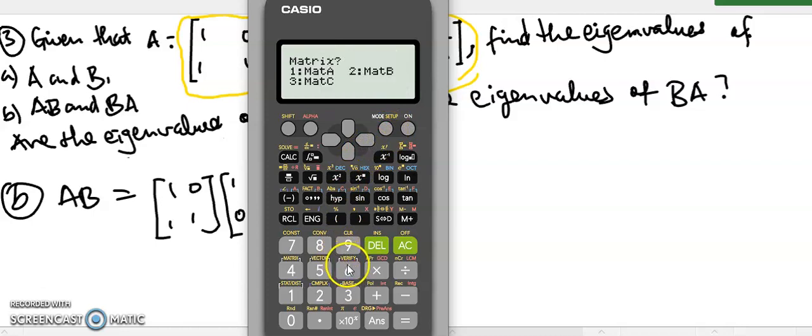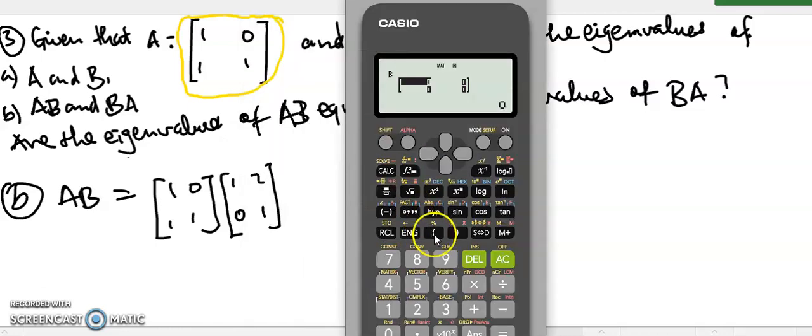Matrix A is number 6. Now matrix B is also 2 by 2. Take 5, and let's see what we have. In matrix B, we have 2, 1, then 1, then 2, 2, then 0 and then 1. So now this is what we have: 1 2 0 1.